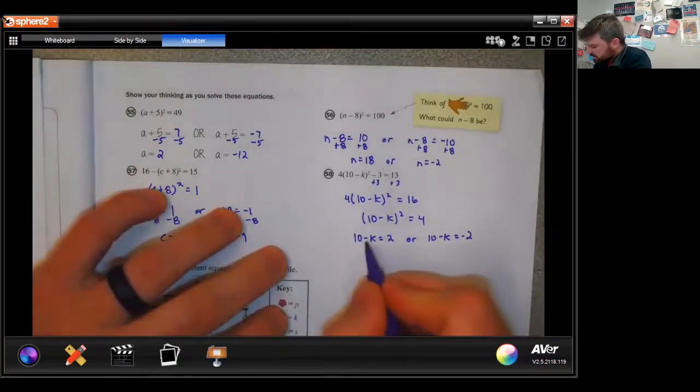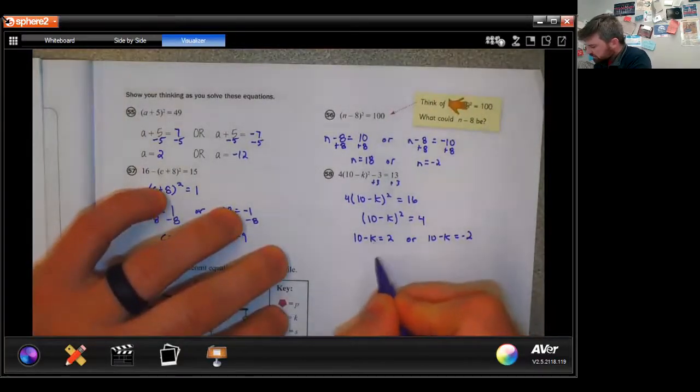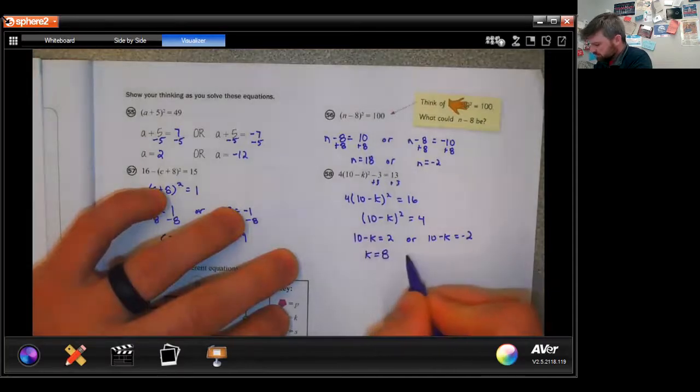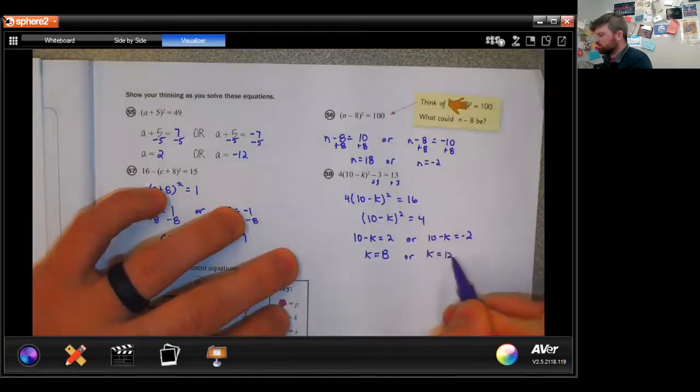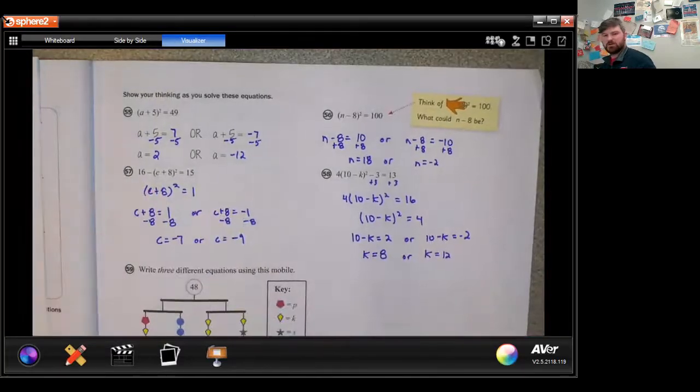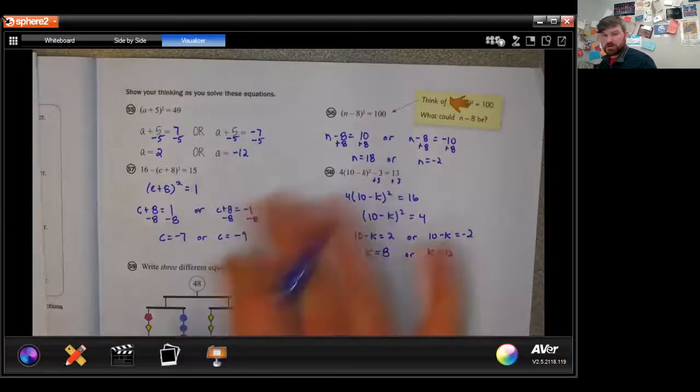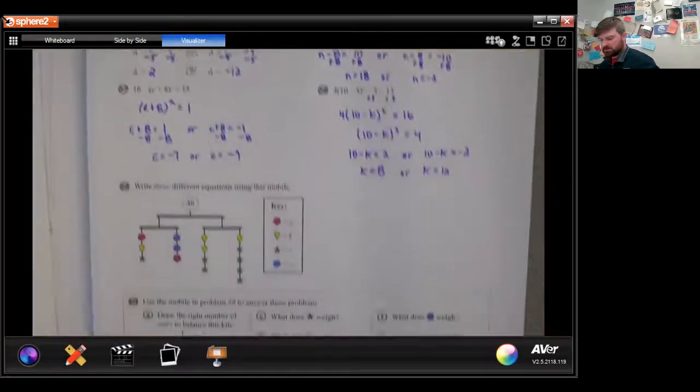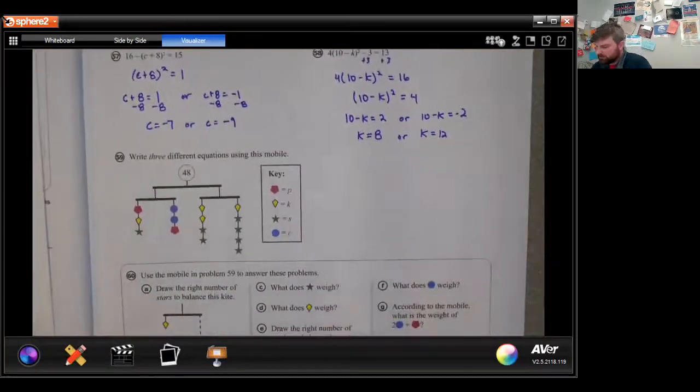Okay, 10 minus what number is 2? Well, 10 minus 8 is 2, or 10 minus what number is -2? That's 12. Okay, 10 minus 12 is -2. So those can be kind of difficult. Make sure we're practicing those and asking any questions that you have.